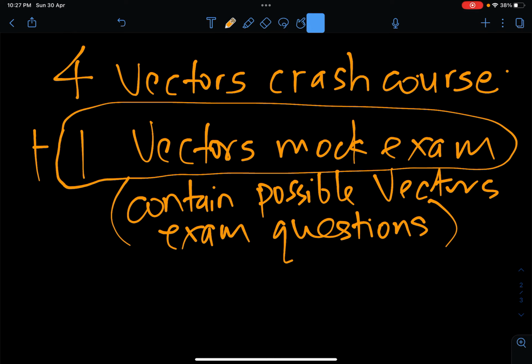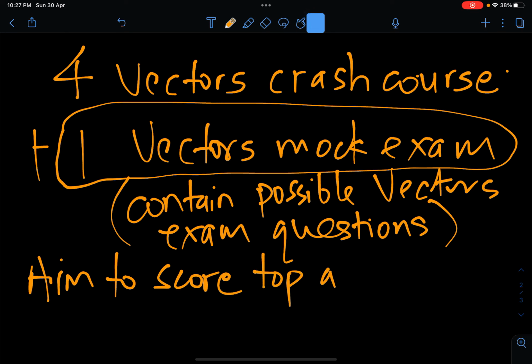So this is for people who aim to score the absolute top grade in A levels, because vectors made up a big portion of the marks typically. So by being able to solve all the vectors questions, you can be assured that you're on top of the bell curve, and therefore you can score better grades and have an advantage over your peers.